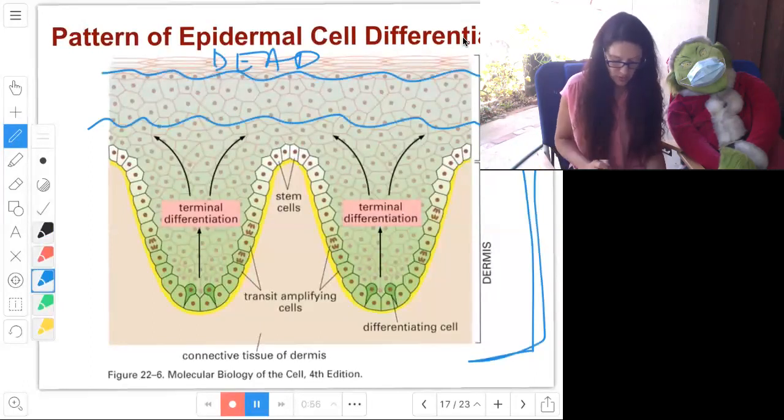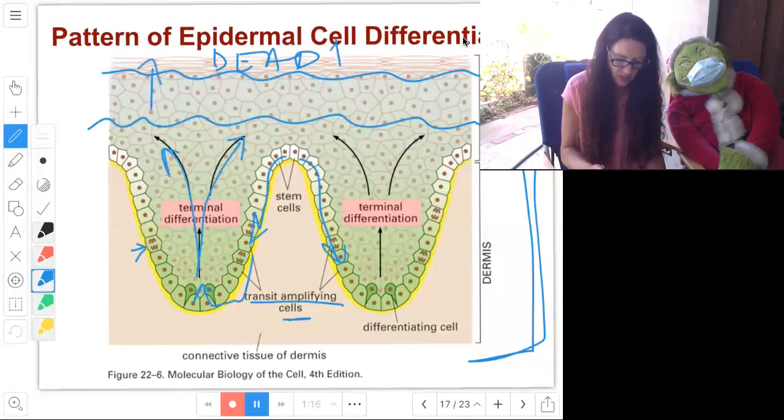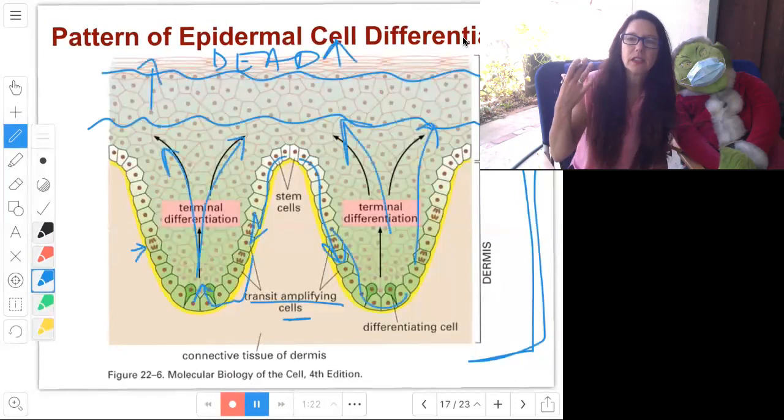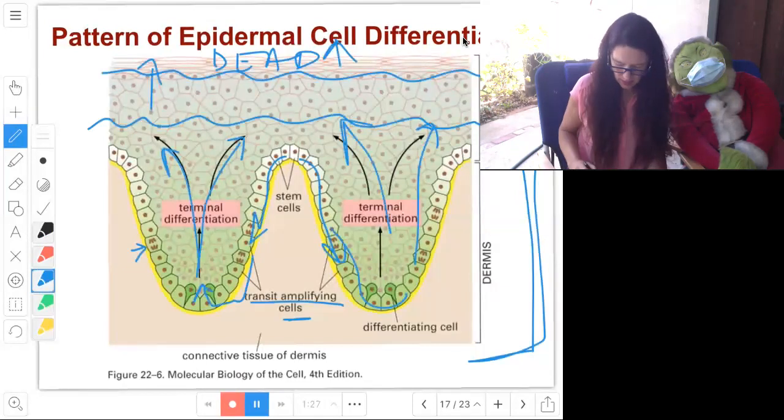We are creating new cells from these transit amplifying cells, right? There's stem cells here. They're differentiating down here into these little wells. And once they get to here, they terminally differentiate, and then they migrate up as these guys are sloughed. Same thing over here. Terminal differentiation just means when they get to that final cell type, they can't be anything more. That's it, they're at the end.